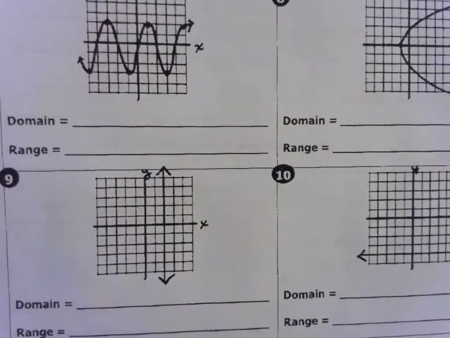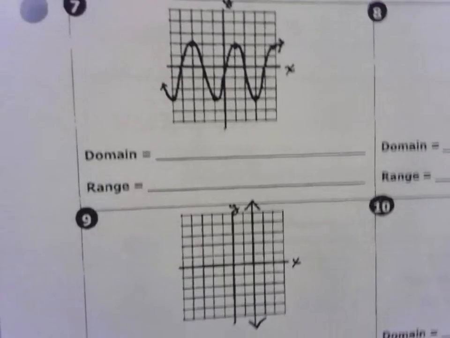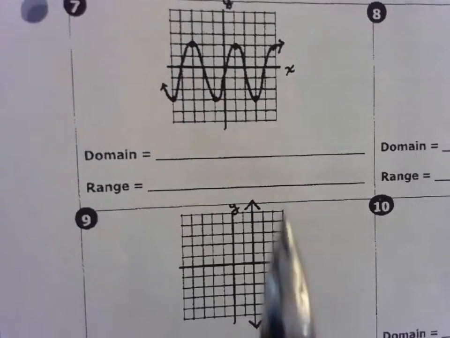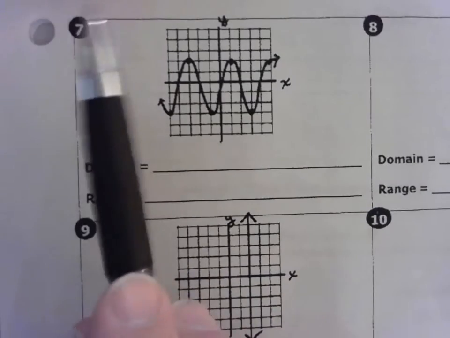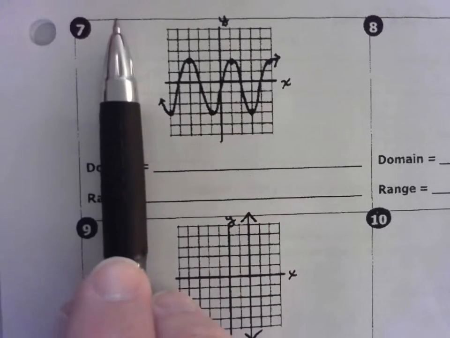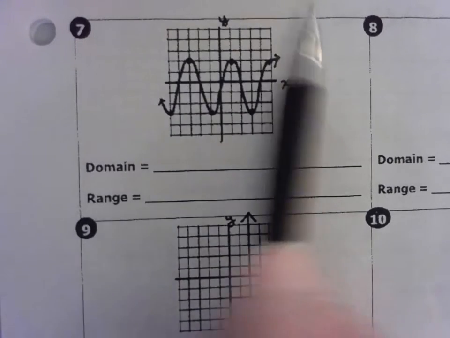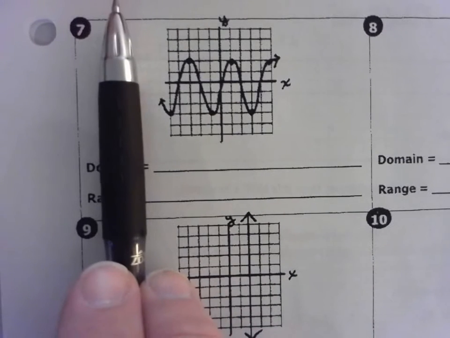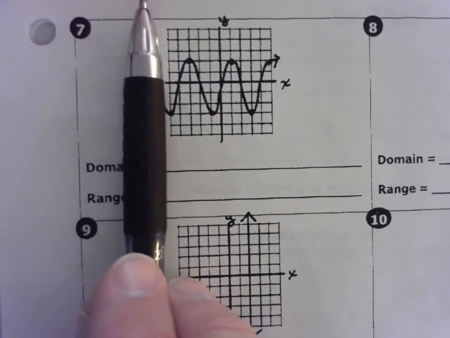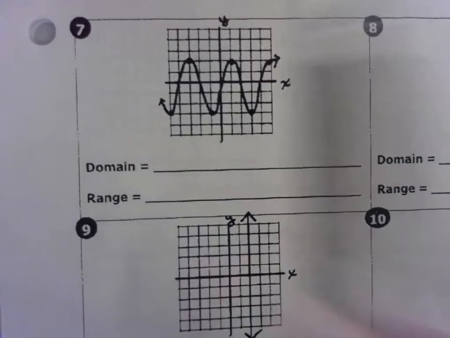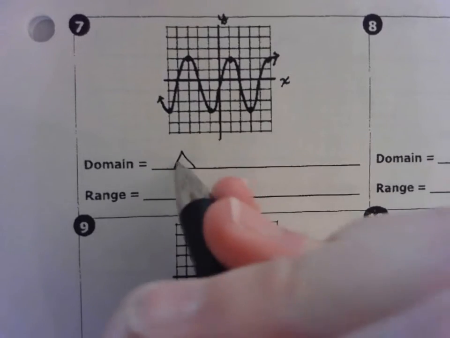Okay, let's flip to the next page. Let's look at a couple more. Let's look at 7. There's not a lot of work involved. You just have to know how to read the graph. Domain: I scan from what to what? Left to right. If I start at the left and scan to the right, I notice I have arrows on the ends. Do I have a specific starting point on the left? No. Do I have a specific ending point on the right? No. So my answer is all reals.